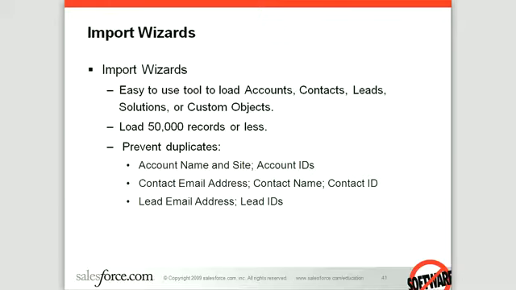The import wizard has the benefit of being browser-based. Like I said, it's a wizard. The limitation is that it only uploads 50,000 records or less. Other tools are able to handle many more. It also has some default deduplication logic above and beyond what we were talking about with respect to IDs, so for instance account name and site, account IDs, and so on for those standard objects.